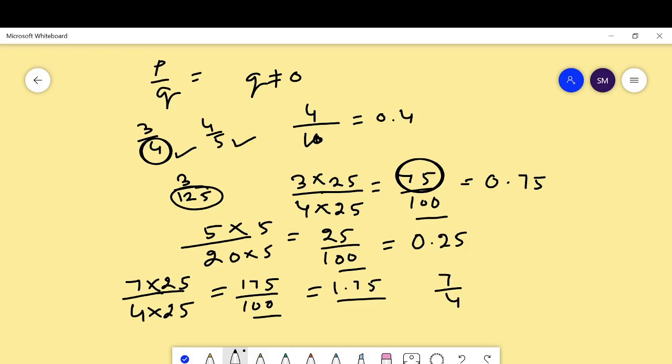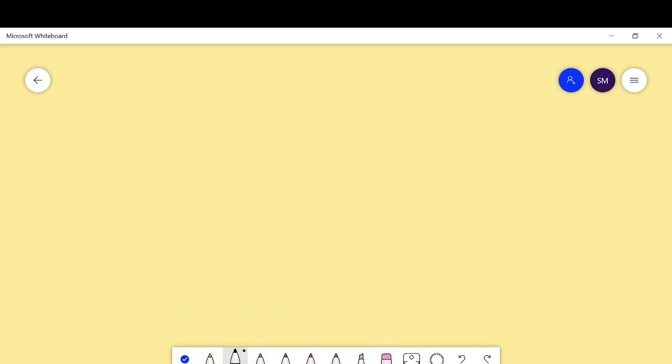These are all terminating rational numbers, so we can convert them into decimal numbers. Let us do some examples. Express the following rational numbers in decimal form. Suppose here 9 upon 8.